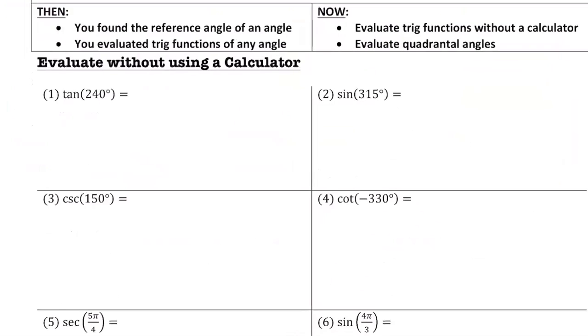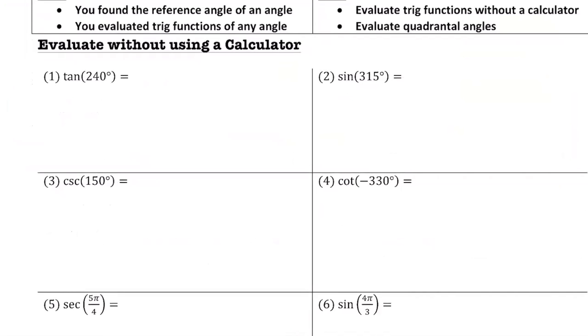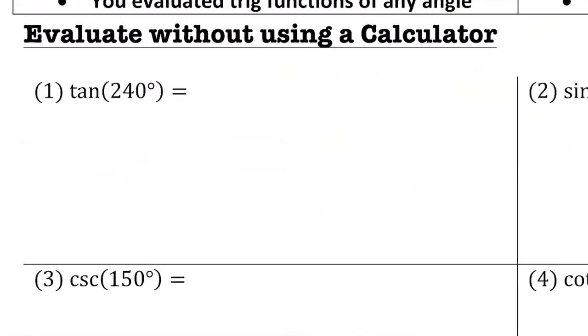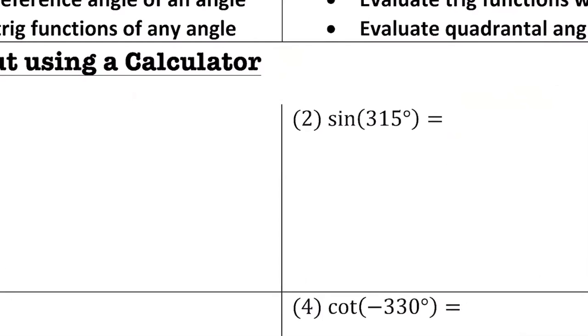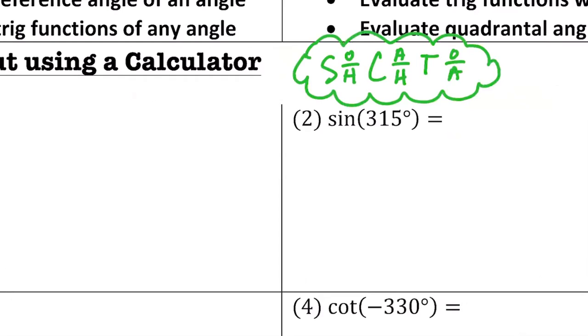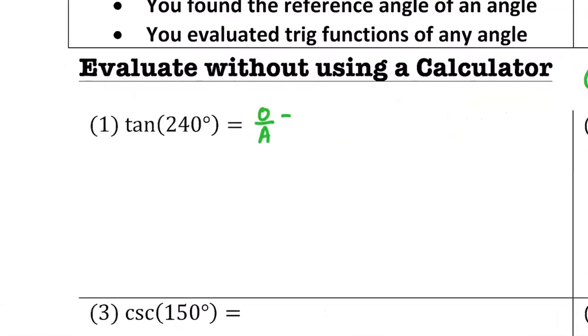So our goal is still to evaluate trig functions. We're just going to be doing this using those side lengths instead of lengths that I'm giving you. So let's start off with our first one. We are trying to find the tangent of 240 degrees. Now, if you remember our SOHCAHTOA, sine is opposite over hypotenuse, cosine is adjacent over hypotenuse, and tangent is opposite over adjacent. So I know that tangent is going to be opposite over adjacent. Now that requires me to know what the opposite side is and what the adjacent side is, of which I don't know any of that information.